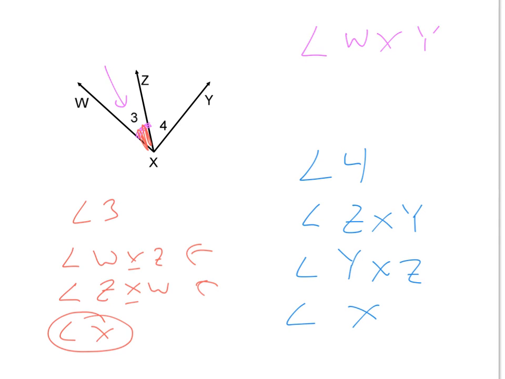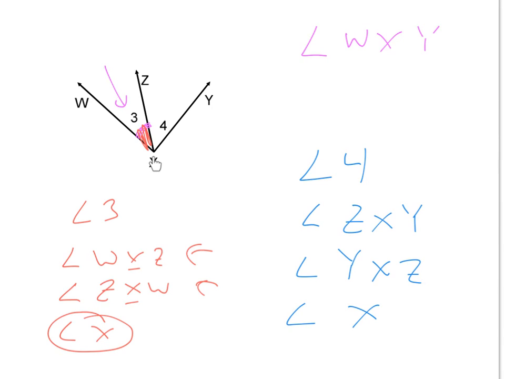Okay, very good. This angle right here is angle 4. It also could be called angle ZXY. Notice that my middle point again is X. I could also call it YXZ, my middle point being my vertex X.